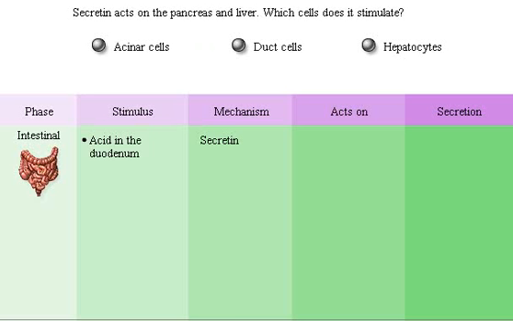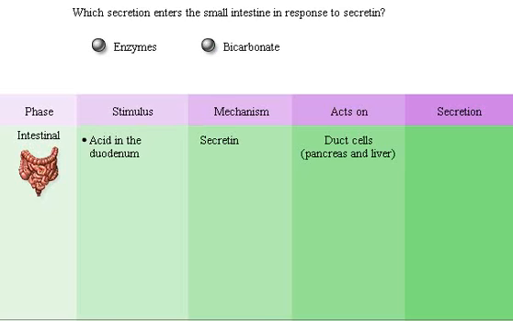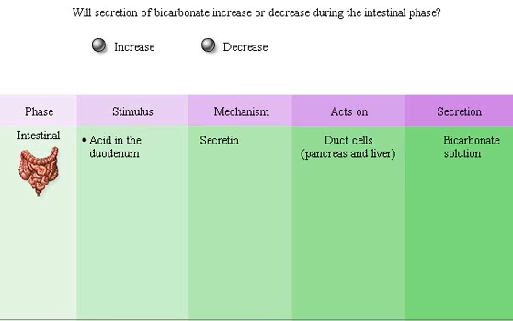Secretin acts on the pancreas and liver. Which cells does it stimulate? Which secretion enters the small intestine in response to secretin? Will secretion of bicarbonate increase or decrease during the intestinal phase?